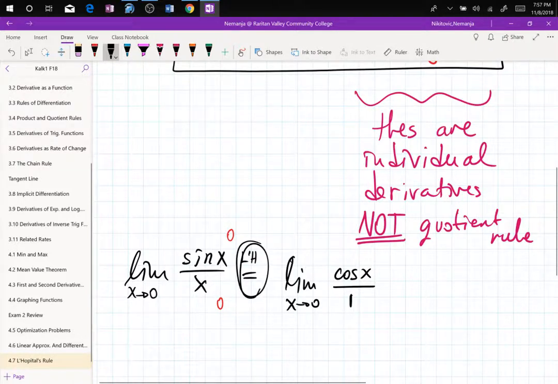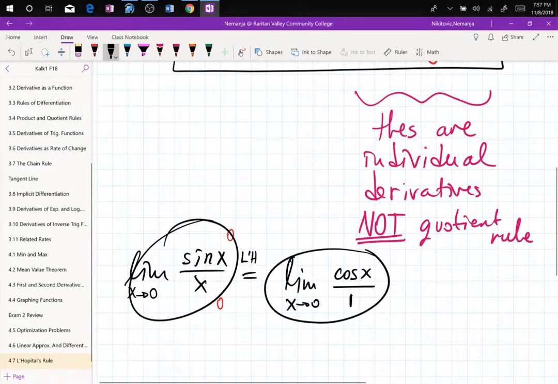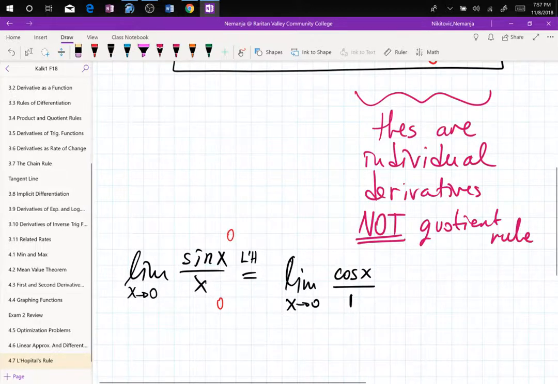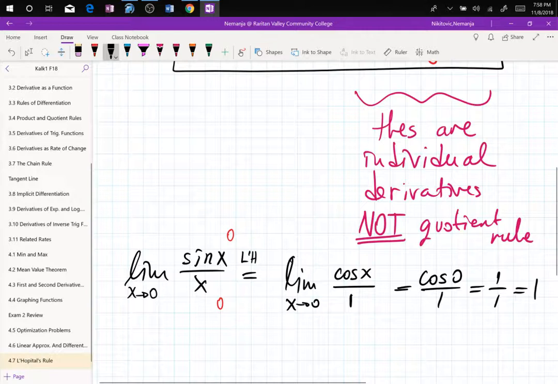You cannot just put an equal sign. You must put this L apostrophe H, because these two are not equal. They are not equal, right? However, the result from taking the limits of the functions is equal, right? So now we have cosine of 0 over 1, which is 1 over 1, which is 1. And lecture is over, right?